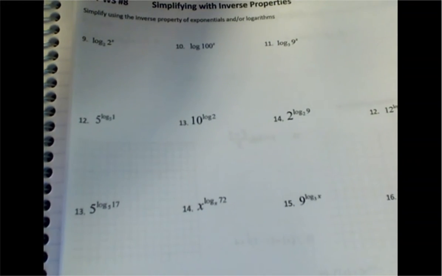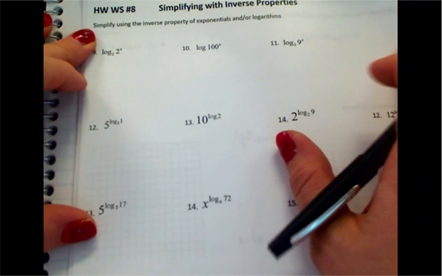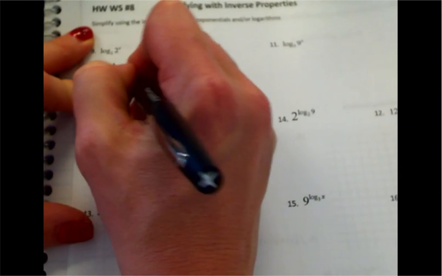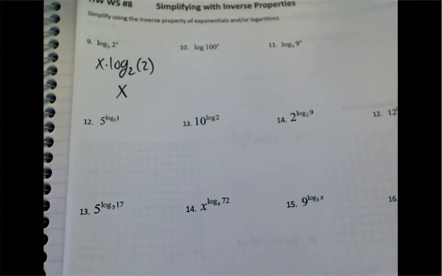All right, inverse property. The first row is the straightforward row. The exponent comes in front. Log base 2 of 2 is 1. You get x.